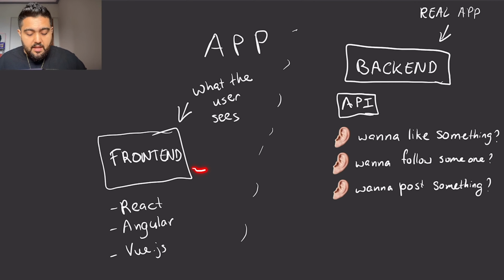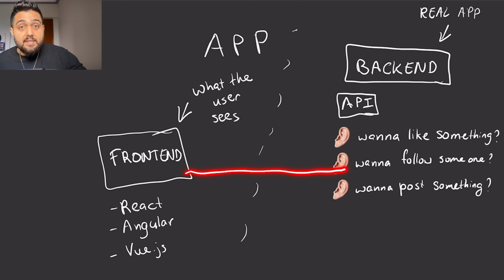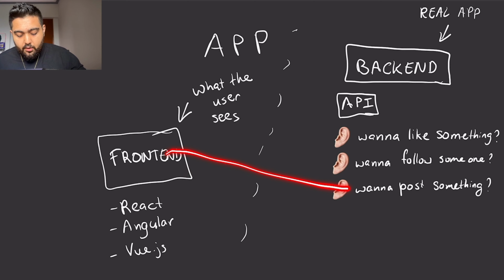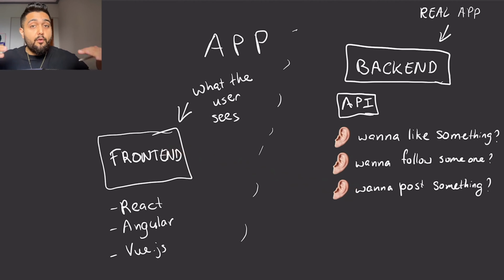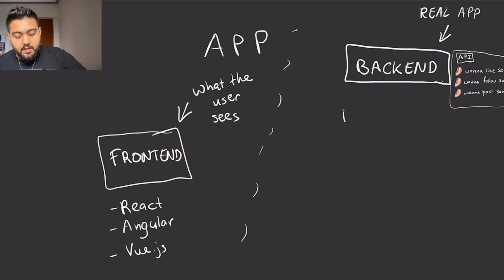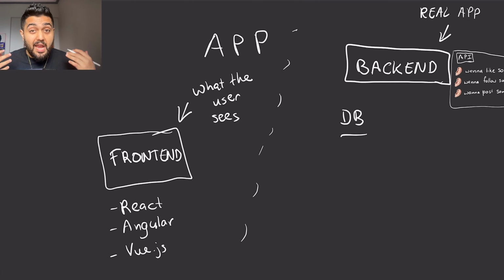If you want to like something, then the front end needs to contact this one. If you want to follow someone, the front end contacts this one. If you want to post something, the front end contacts this one, etc. for every single feature in the app. The next really important thing you need to know about is a database. Since we're working with technology and with data, we need to store it somewhere, right? Someone liked this post, all right? This is where a database comes in.